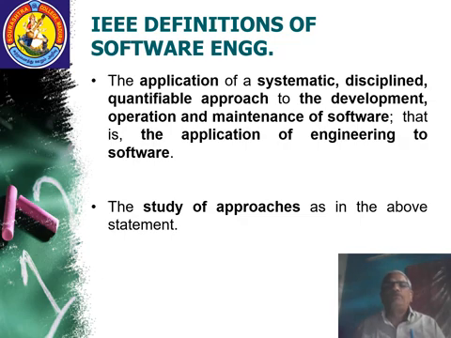The IEEE defined software engineering as the application of a systematic, disciplined, quantifiable approach to the development, operation, and maintenance of software. That is, the application of engineering to software. So it is nothing but a study of approaches as in the above statement. We need to follow some procedures, methods, and disciplines when we develop software, because the main aim and goal of the development of software is that it is efficient, maintainable, and long term.